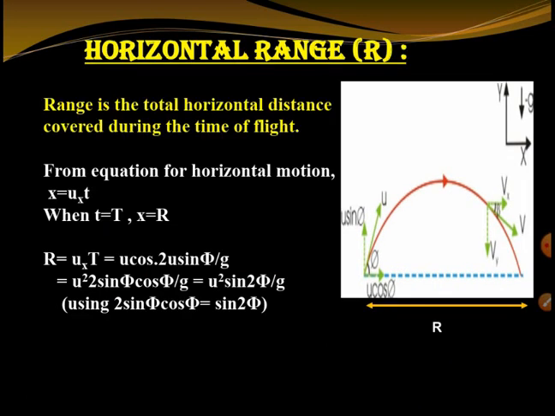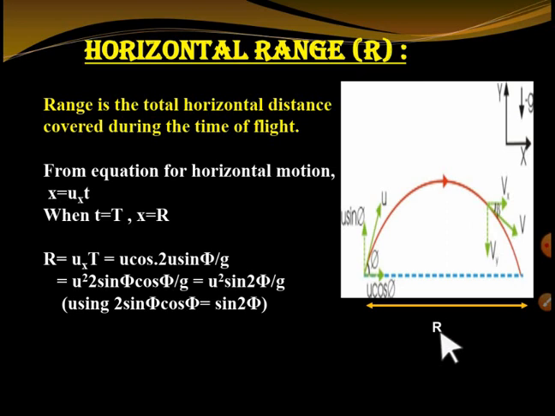Now let's see about the horizontal range. What is this horizontal range? The horizontal range is the longest distance that can be covered by the projectile, or you can also say it is the horizontal distance from the point of projection up to where the projectile strikes the ground. That distance we call the horizontal range. Got it? It is denoted by r. From the point of projection to the point where the projectile strikes the horizontal ground, that distance is known as horizontal range.